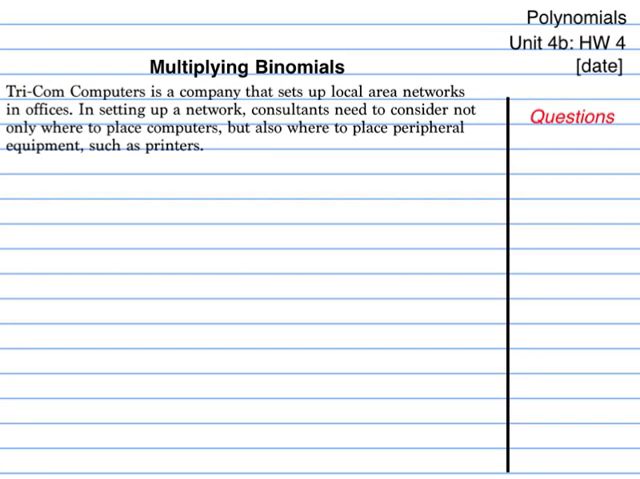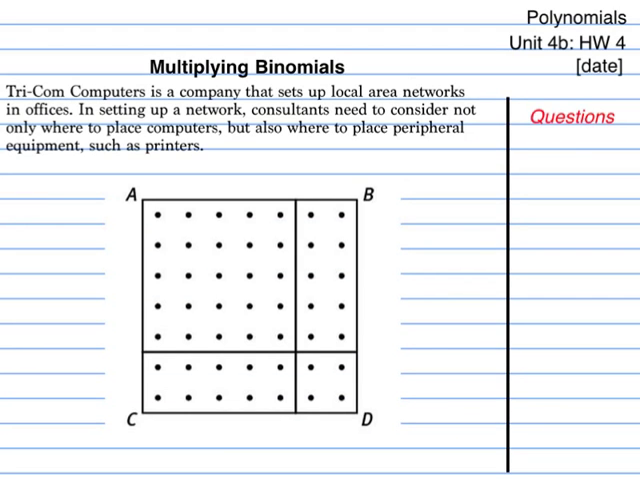So Tricom Computers is a company that sets up local area networks and offices. In setting up a network, consultants need to consider not only where to place computers, but also where to place peripheral equipment, such as printers. So here's an example of a setup they'd like to try. And on the corners, A, B, C, and D, that's going to represent the printers for that area of computers.